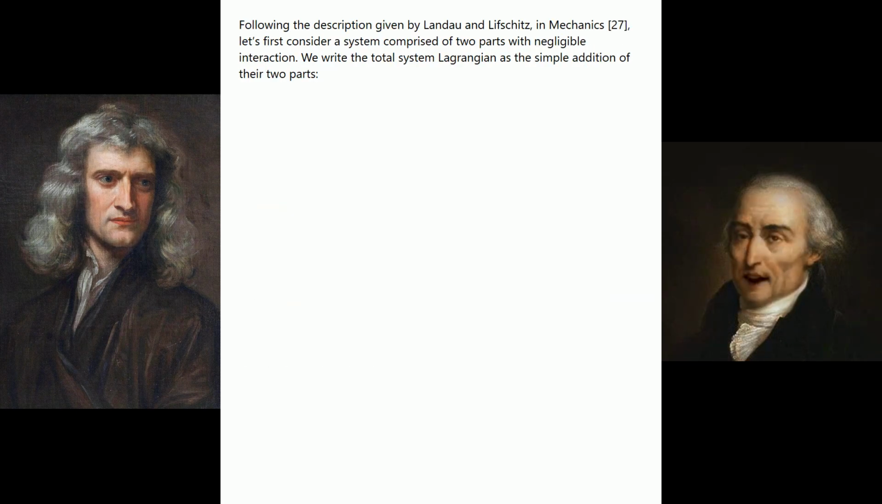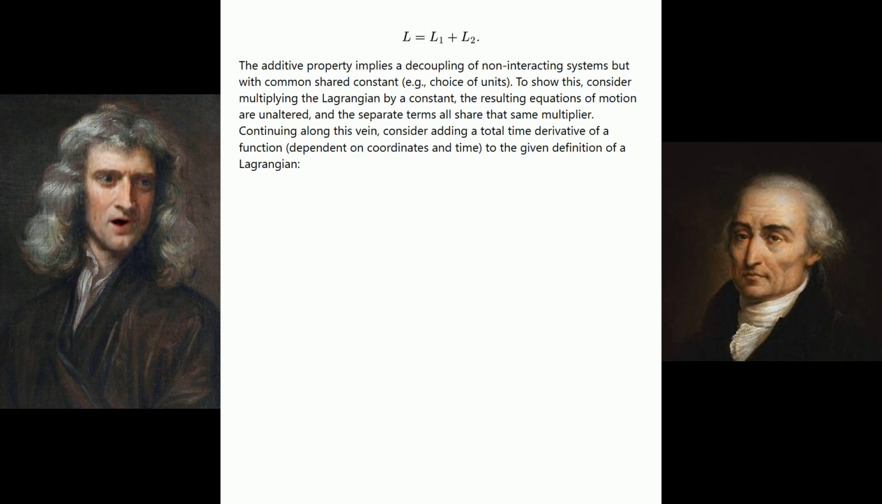Following the description given by Landau and Lifshitz in mechanics, let's first consider a system comprised of two parts with negligible interaction. We write the total system Lagrangian as the simple addition of their two parts. L equals L sub 1 plus L sub 2. The additive property implies a decoupling of non-interacting systems, but with common shared constant, e.g., choice of units. To show this, consider multiplying the Lagrangian by a constant, the resulting equations of motion are unaltered, and the separate terms all share that same multiplier.